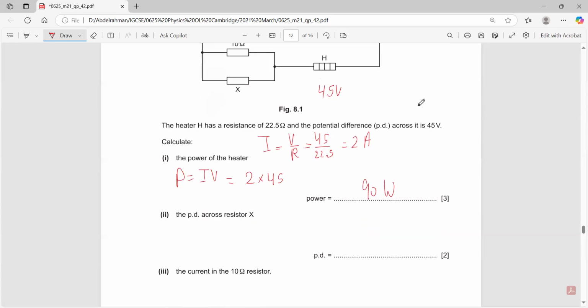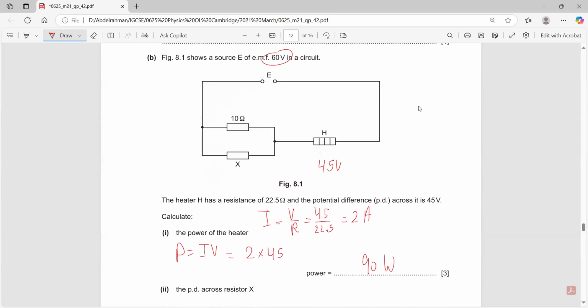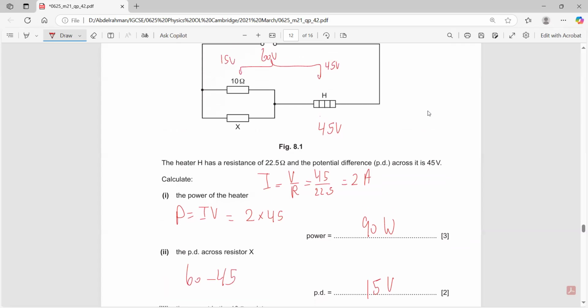Can I find the potential difference across X? Yes. If the potential difference across H is 45, the total is 60 volts, right? If the heater takes 45, then these would take 15 volts. The total voltage has to be divided. It's 60 minus 45. That's how we found 15 volts.